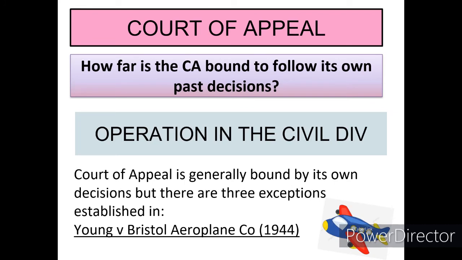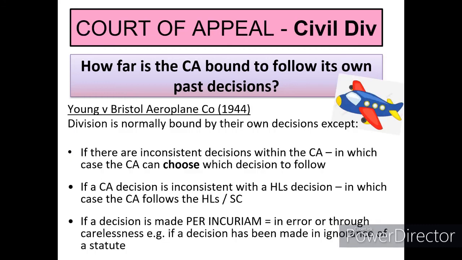Let's look at the operation in the civil division first. The basic rule is the Court of Appeal is generally bound by its own decisions unless they fall within the exceptions laid down in the famous case Young v. Bristol Aeroplane Company, 1944. These exceptions are if a decision is inconsistent. So if there are two decisions in the Court of Appeal on the same topic, but they're inconsistent, in which case the Court of Appeal can choose which decision to follow.